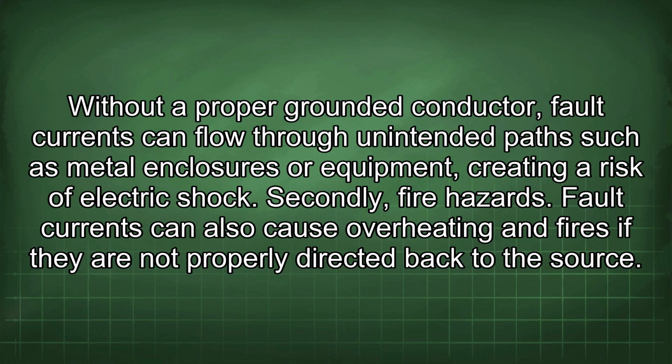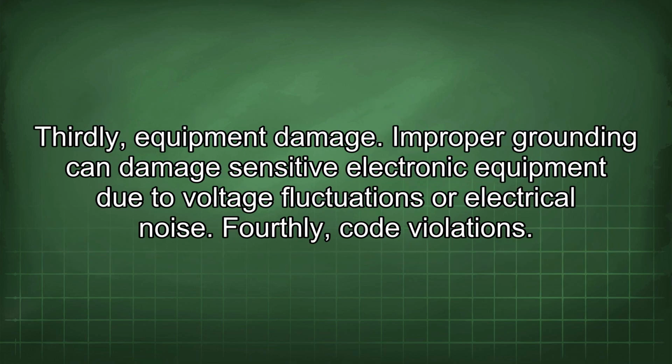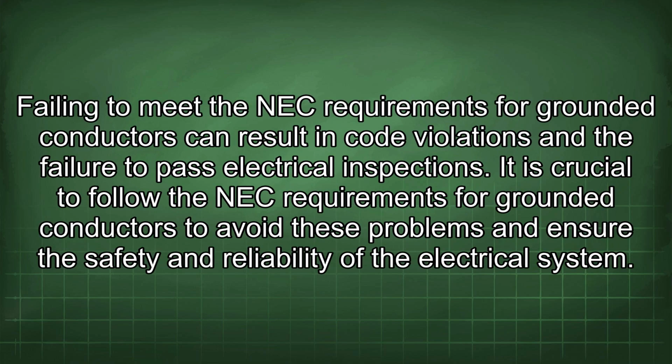Fault currents can also cause overheating and fires if they are not properly directed back to the source. Thirdly, equipment damage. Improper grounding can damage sensitive electronic equipment due to voltage fluctuations or electrical noise. Fourthly, code violations. Failing to meet the NEC requirements for grounded conductors can result in code violations and the failure to pass electrical inspections. It is crucial to follow the NEC requirements for grounded conductors to avoid these problems and ensure the safety and reliability of the electrical system.